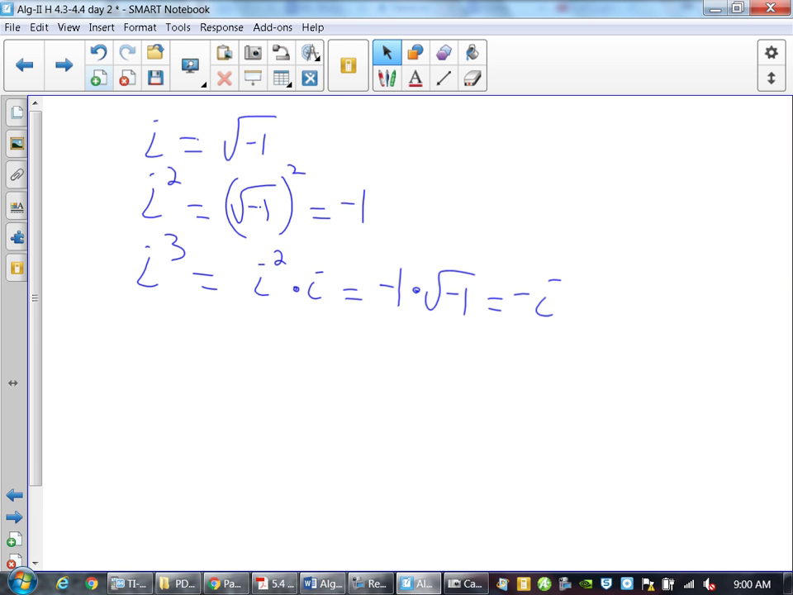Isn't i to the 4th 1? Yes. And i to the 4th is i squared times i squared, which is negative 1 times negative 1, otherwise known as 1.